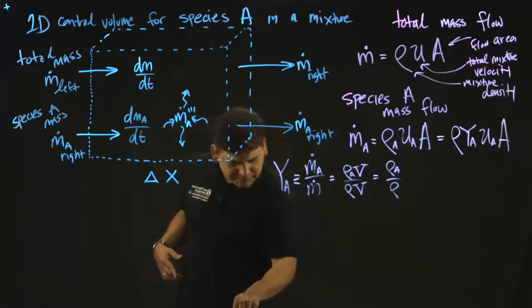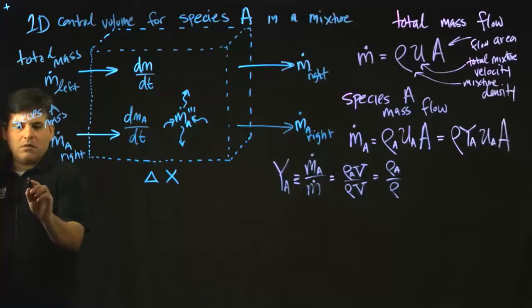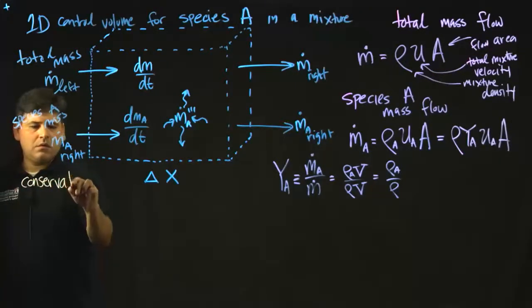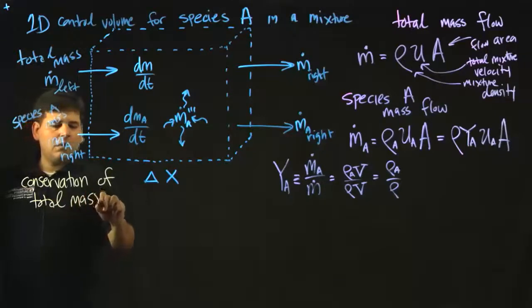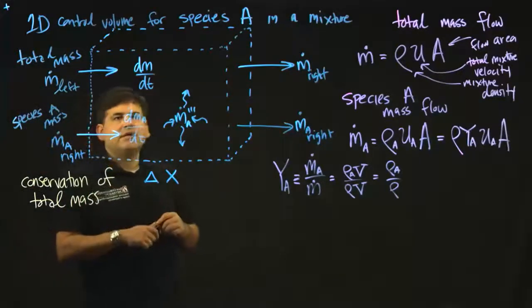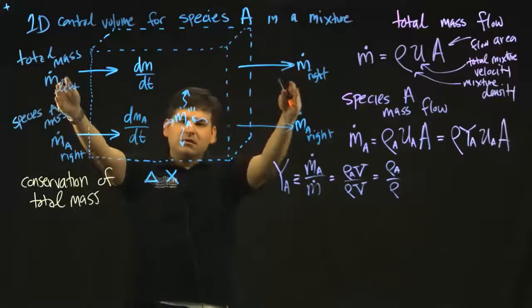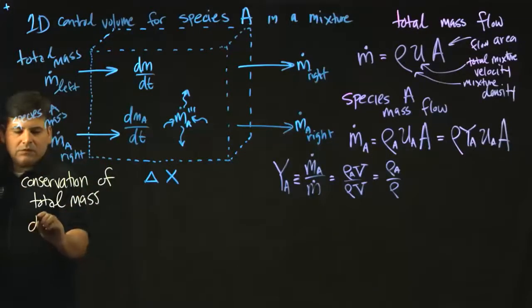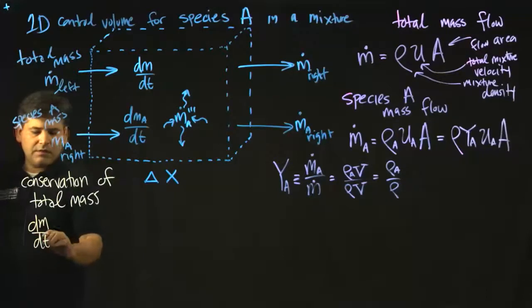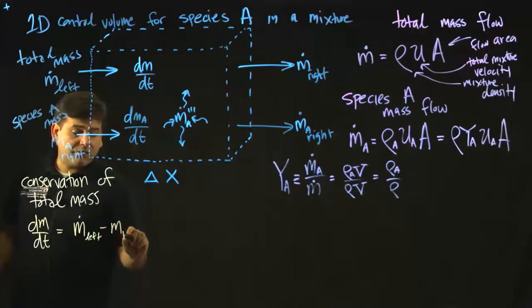So for the total mass, there's going to be some accumulation or depletion. That has to balance out any change in mass on the left and the right, and there's no source term. So it is this change in total mass over time equals the mass flow rate from the left minus the mass flow rate from the right.